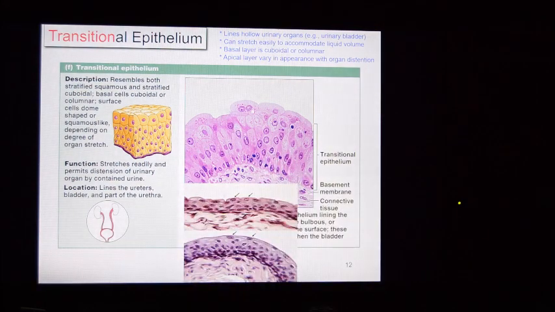You also find this in the downstream portions of the ureter and the upstream portions of the urethra. So right around the bladder, in other words.